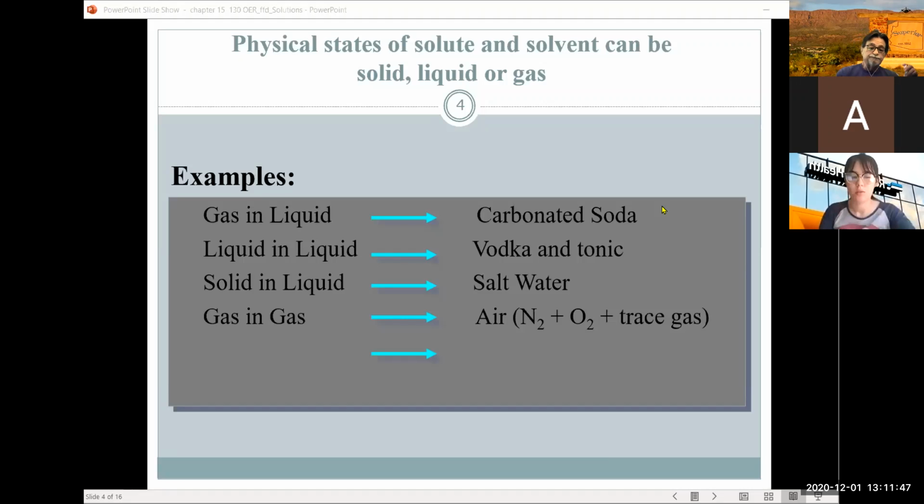Now, a solid in a solid. A lot of people don't think of this as a solution, but it is. For example, steel. Steel is not pure iron.